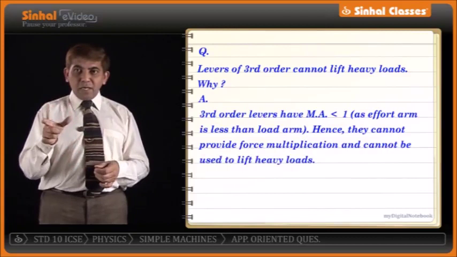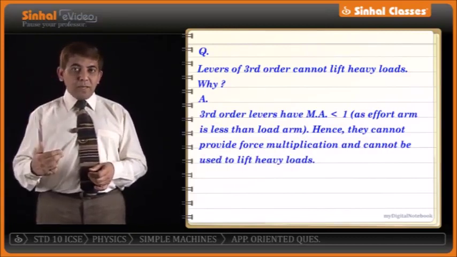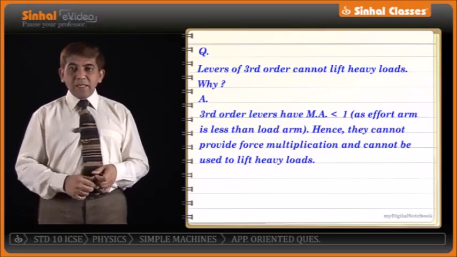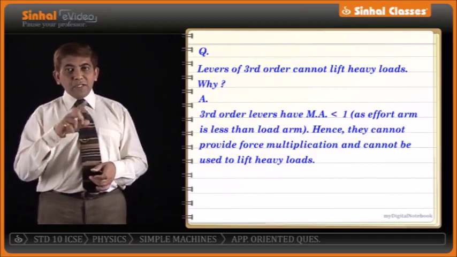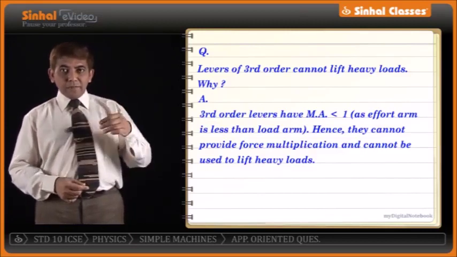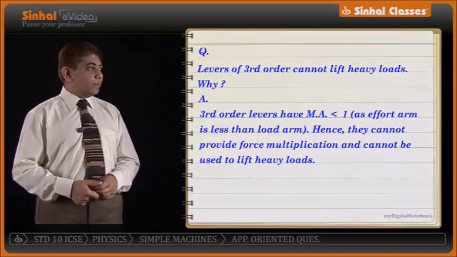So if we have the load arm maximum, mechanical advantage is effort arm upon load arm. The greater the load arm, the less is the mechanical advantage. So because of this mathematical relation, MA is equal to effort arm upon load arm. The greater the load arm, the less is the mechanical advantage.